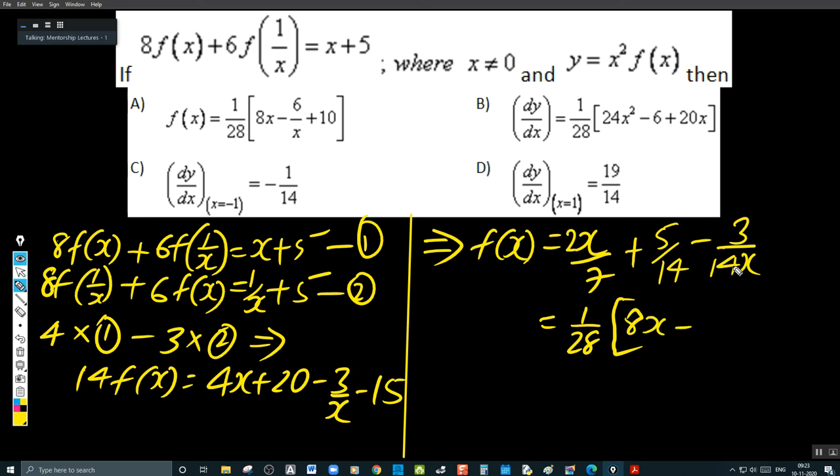And here it is to be multiplied with 6. Correct. It is to be multiplied with 2, that is minus 6x. Plus 10, that's correct. Plus only. 10. A is the correct option. A is correct.